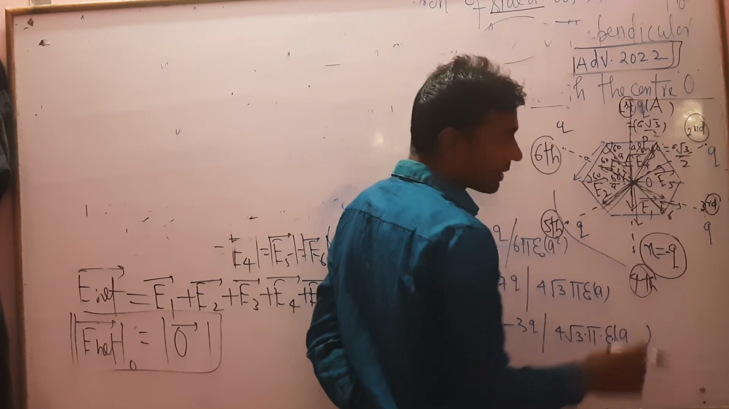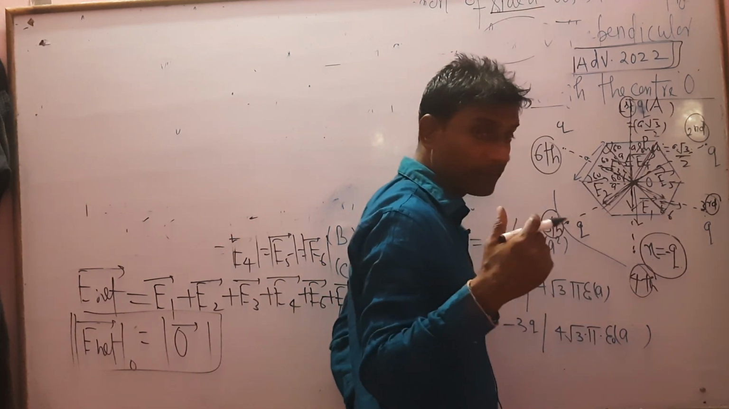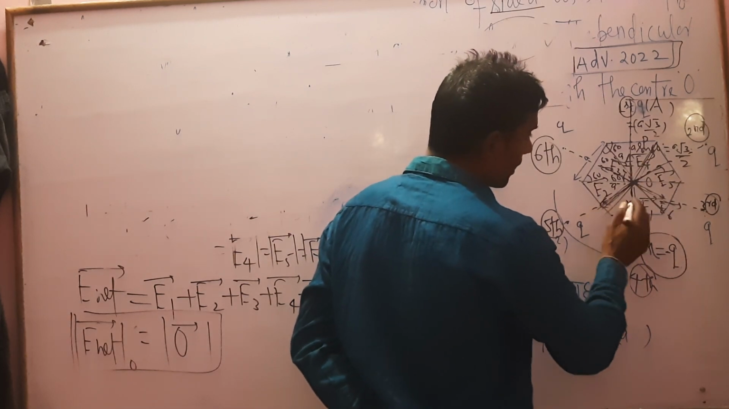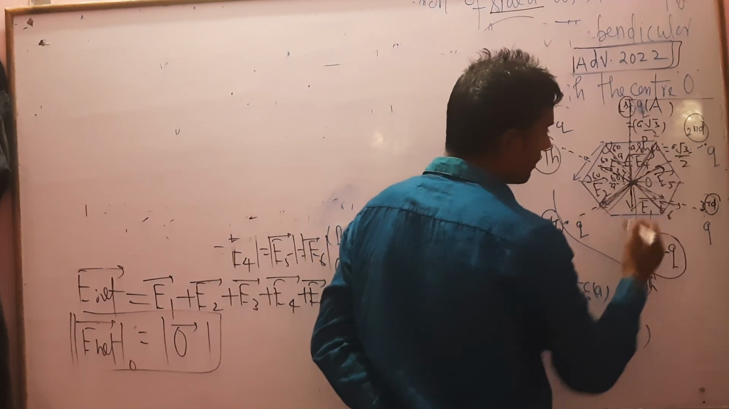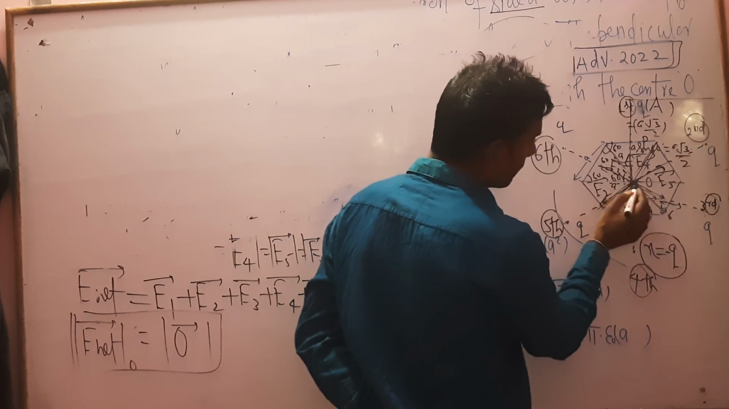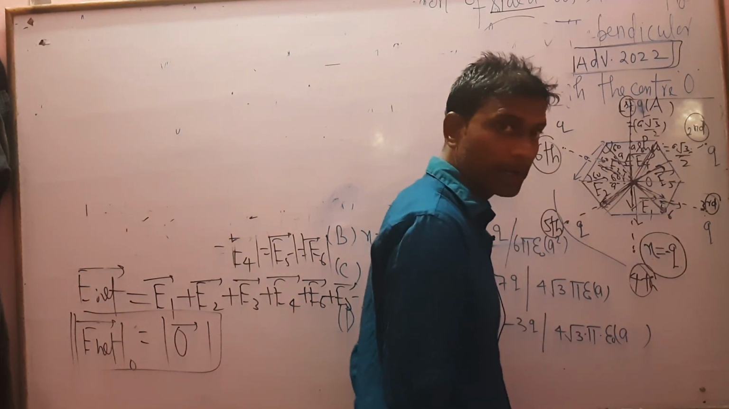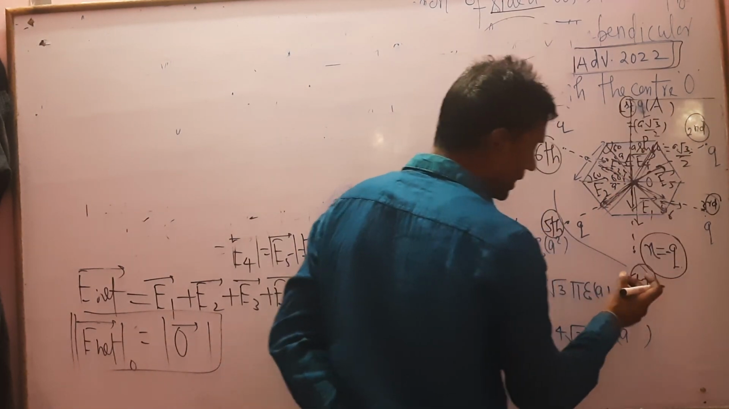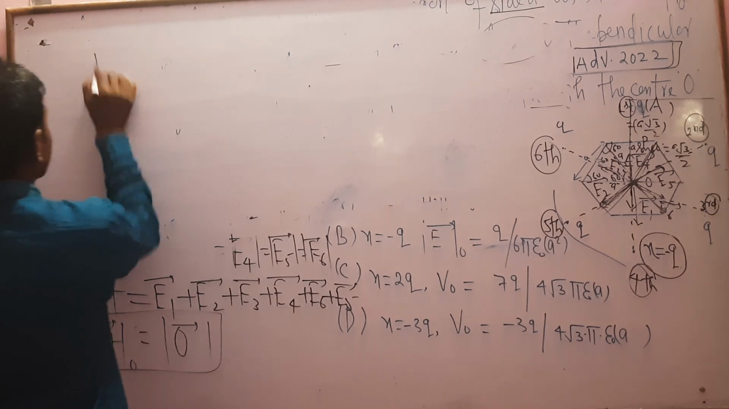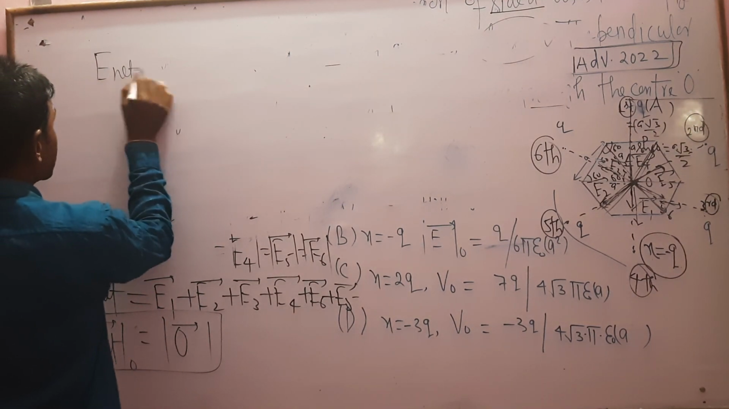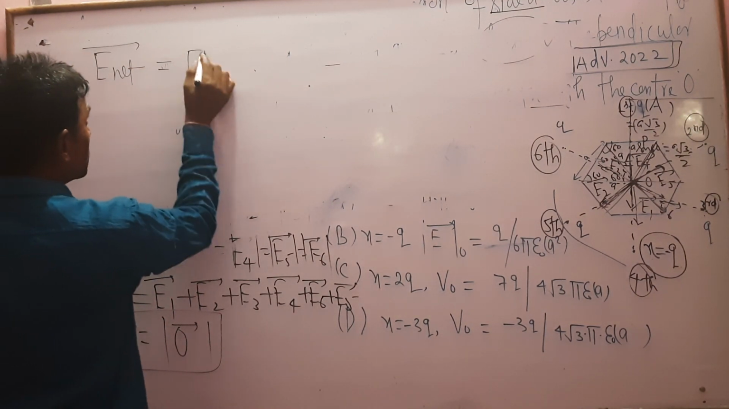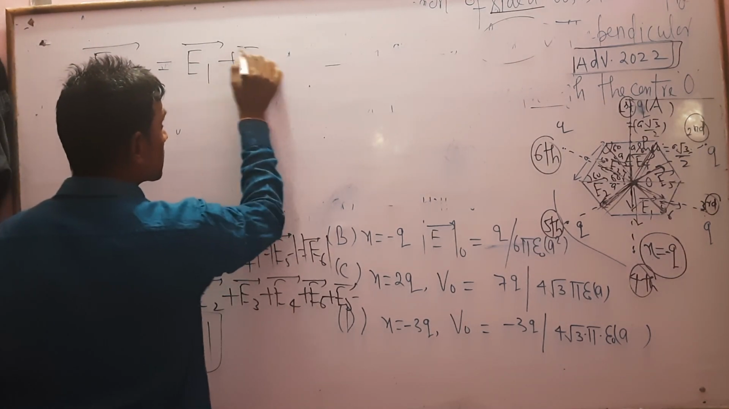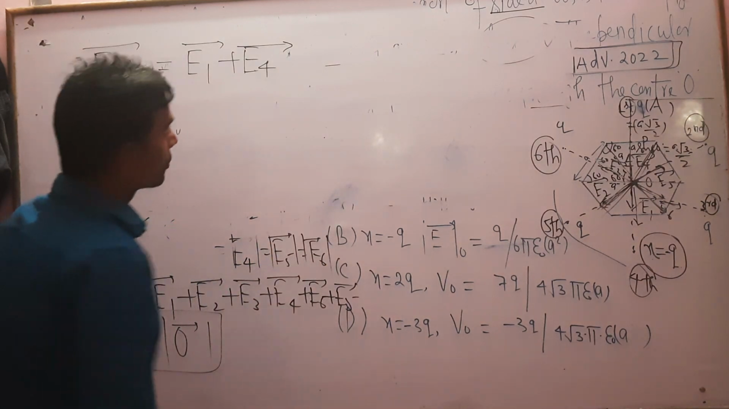So the remaining electrical fields will be cancelled out, because due to the second charge the electrical field will be directed away. Similarly, due to these charges the electrical field will be directed away, equal and opposite. So due to the first charge and fourth charge, the net electrical field will be E1 vector plus E4 vector.